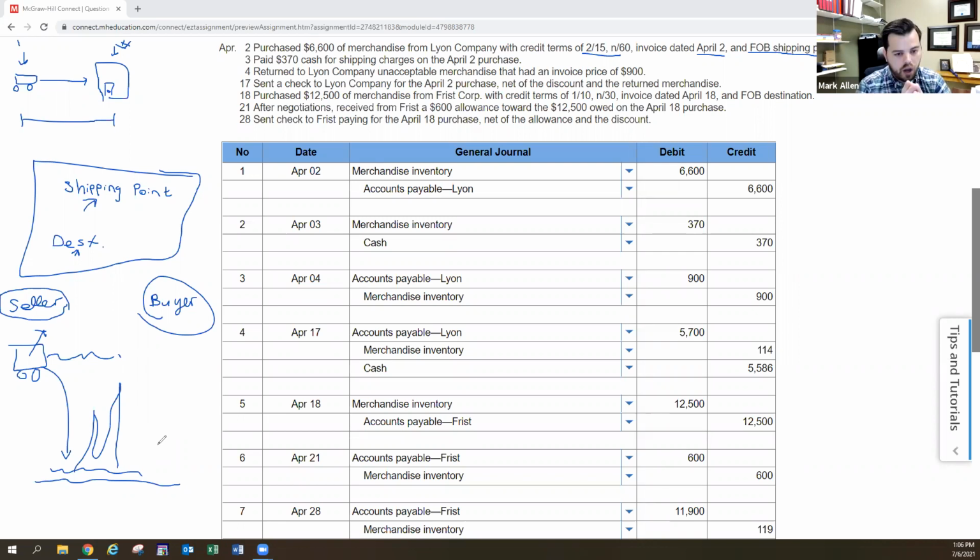This is the idea of cutoff, right? When did this happen? What did the terms tell me, right? If this shipped and it was FOB shipping point on December 30th, then the seller has revenue on that day, the buyer has inventory on that day, right? But if it was FOB destination, the thing is not done until it arrives. So when it arrives, then the seller has revenue, then the buyer has inventory. But until that point, nothing's really happened.